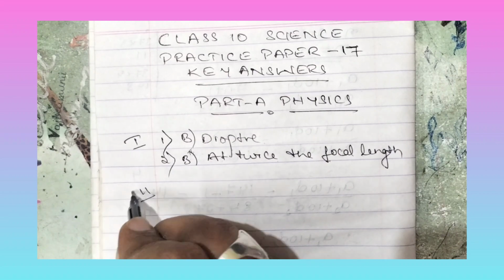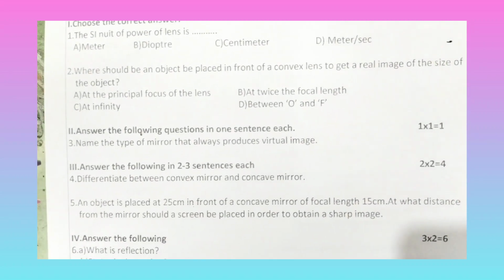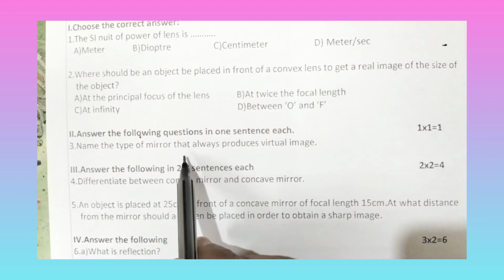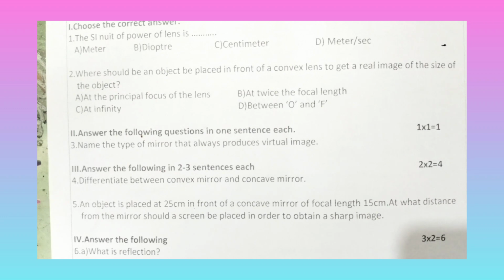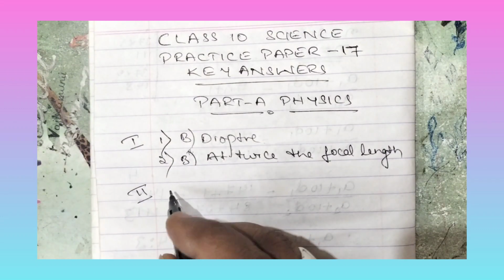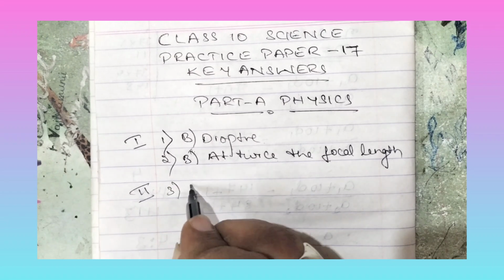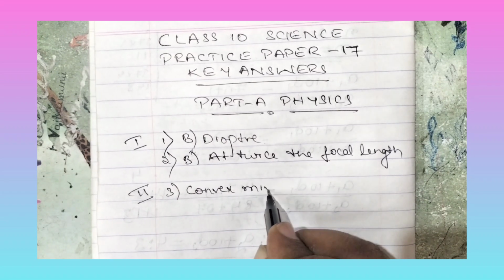Now let us move to the main question number 3. Name the type of mirror that always produces virtual image. So which type of mirror will always produce a virtual image? For the third question, the right answer is convex mirror.